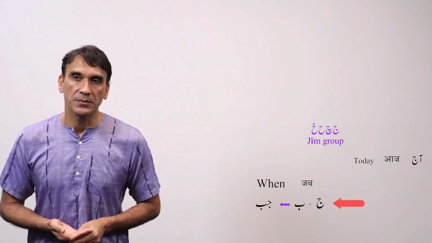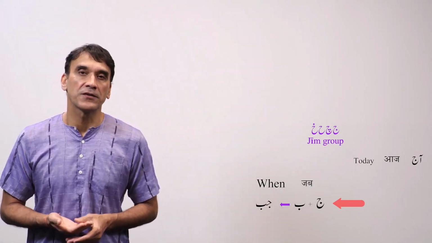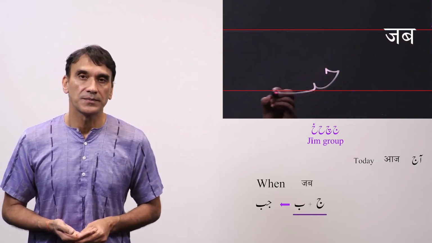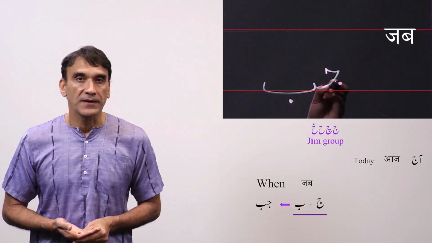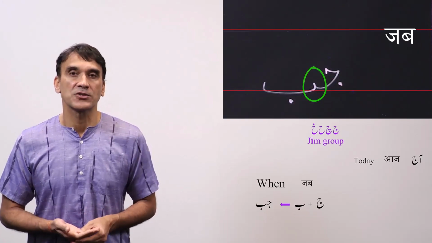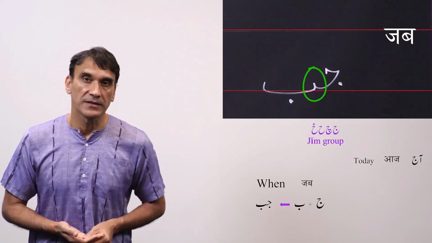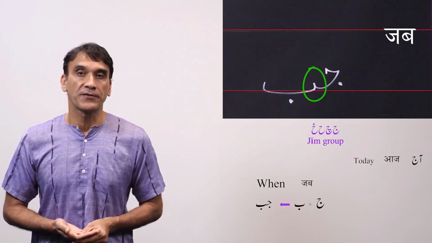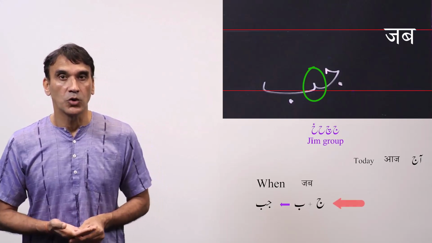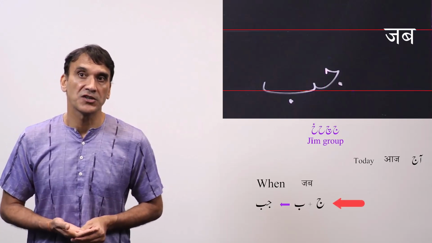The next word is Jab. Here Jim comes in the beginning of the word. The word Jab means when as relative, not the interrogative or question word. The spelling is Jim plus Be, Jab. The letter Jim is the first letter of the word, so it will take the initial form and will be attached to the next letter, which is Be here. Just pay attention to the first letter Jim and how it is connected to the next letter Be. So Jim plus Be, Jab.